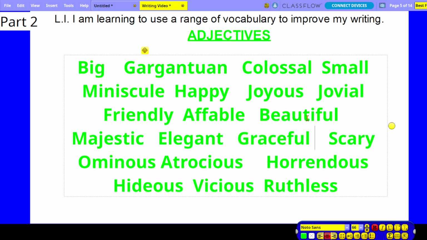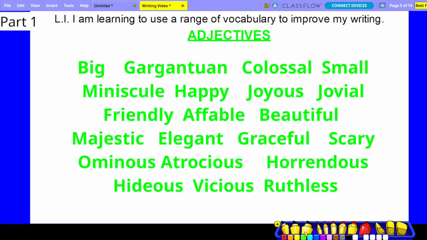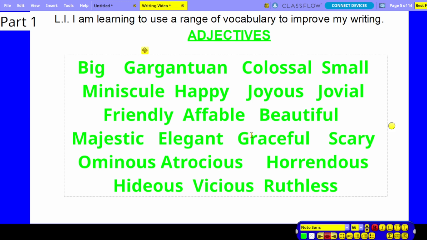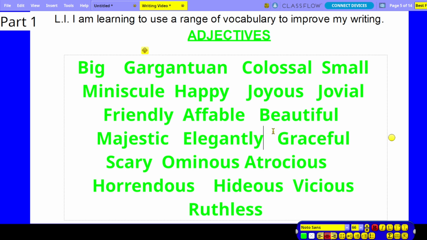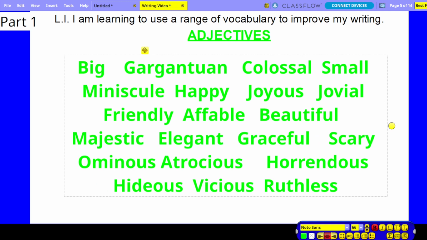So adjectives describe nouns. Interestingly, a lot of these adjectives can be turned into adverbs simply by adding ly on the end of them. So, for example, if I take the word elegant and change it to elegantly, it suddenly becomes an adverb rather than an adjective. Though we'll talk about that a little bit more in a minute.